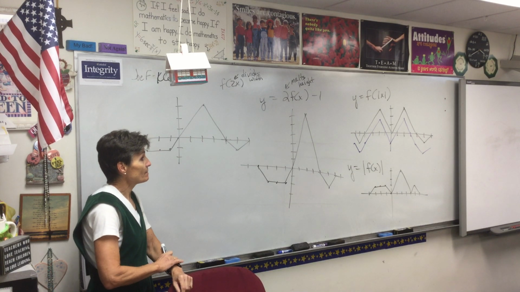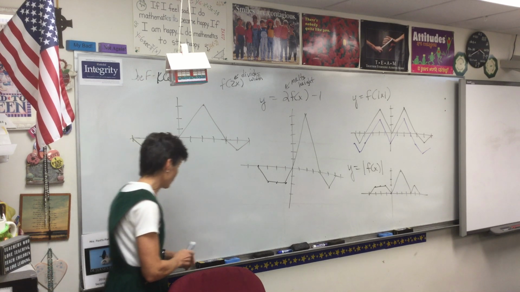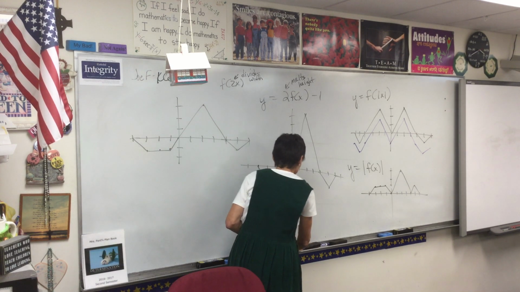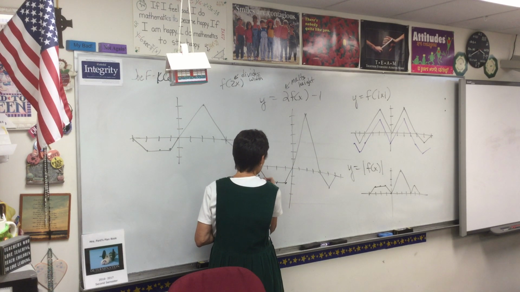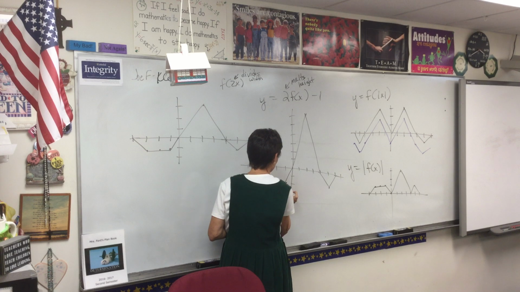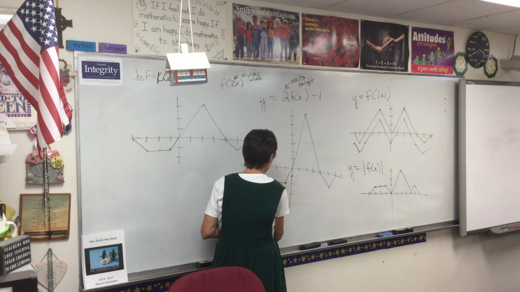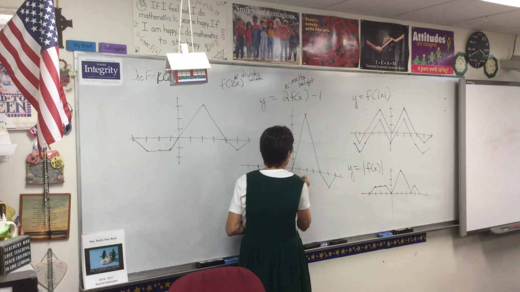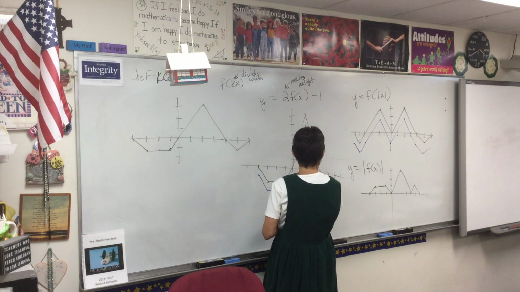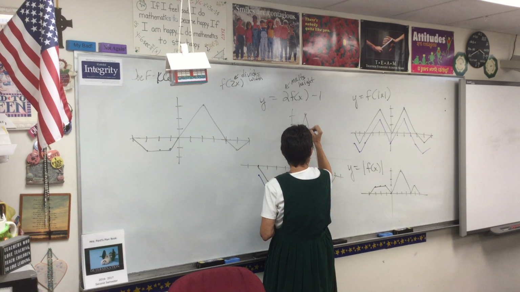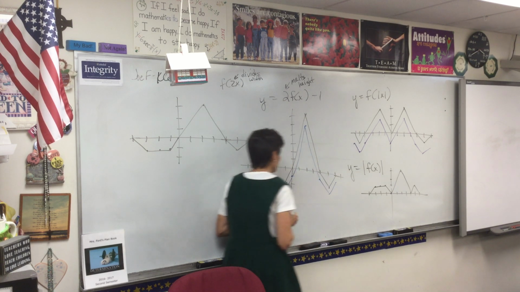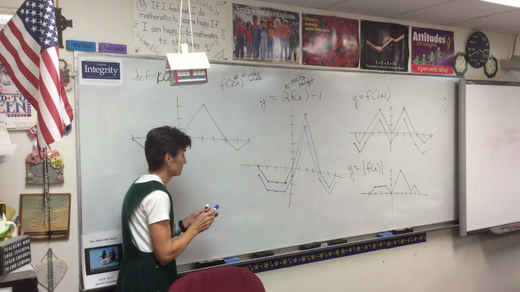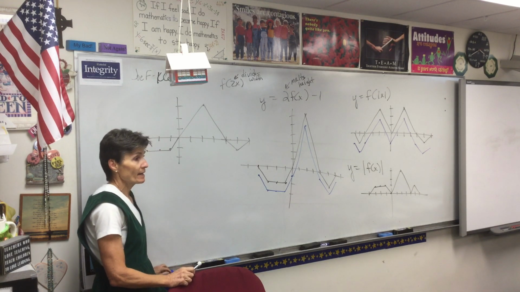What still needs to be done? Down 1. So now I'll take my colored pencil or my highlighter or something, and I'll drop everything down. Just 1. So the blue thing is my answer.